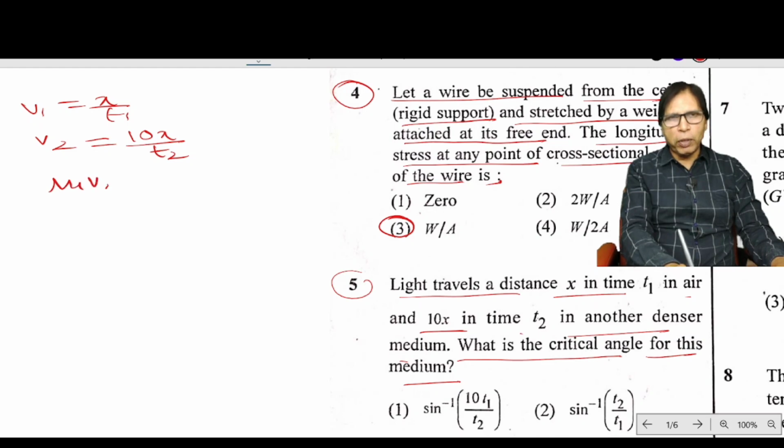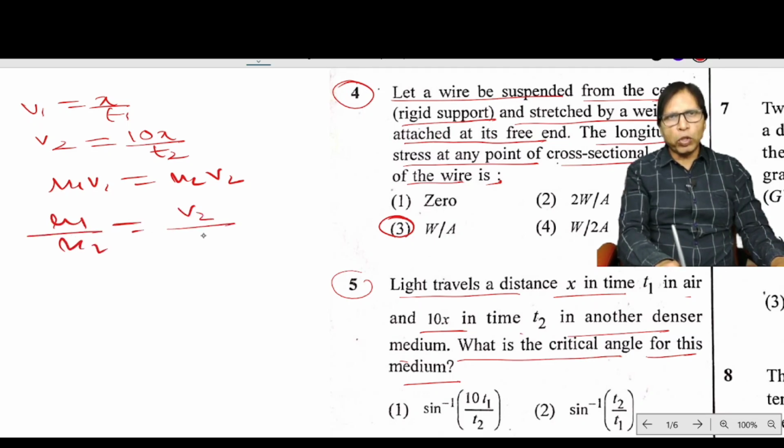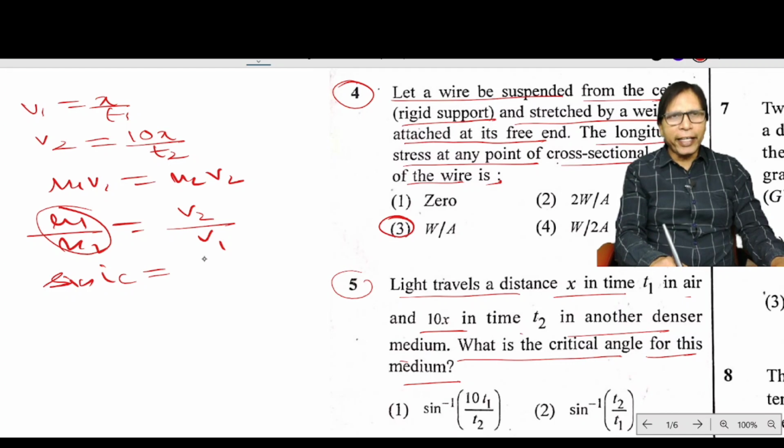We know mu1 v1 equals mu2 v2. Therefore mu1 by mu2 equals v2 by v1. This is equal to the sine of the critical angle. So sine IC equals v2, where v2 is 10x by t2.